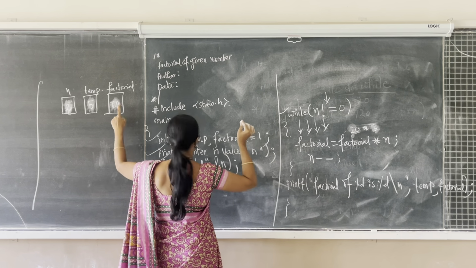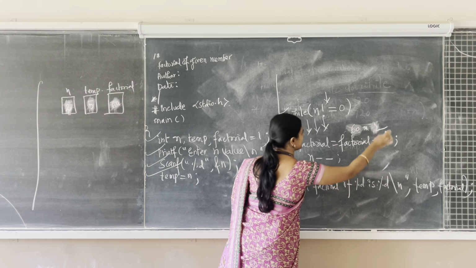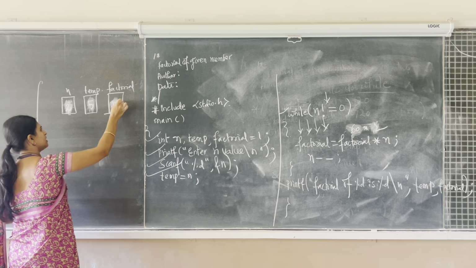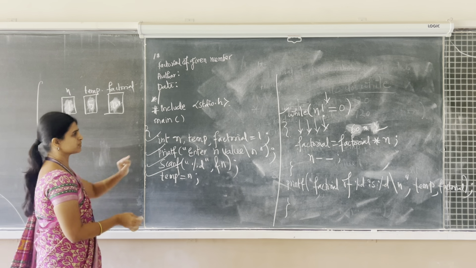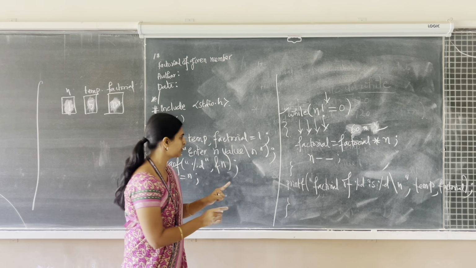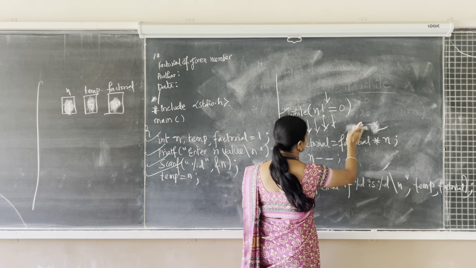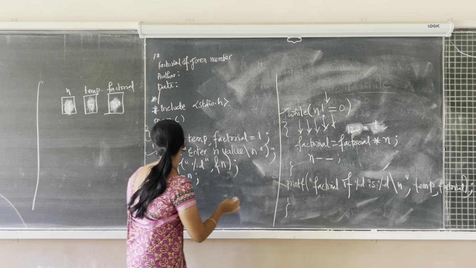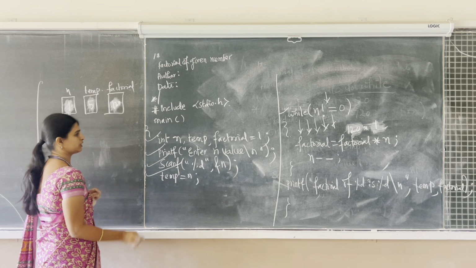And what is stored in factorial? 60. And n value is 2. 60 into 2 is 120. Decrease the value of n by 1, that is 1. Is 1 not equal to 0? It is not equal to 0. It gets inside the loop. What is factorial value? 120. What is n value? It is 1. 120 into 1 is 120 only. It will be again overwritten with the same value 120.